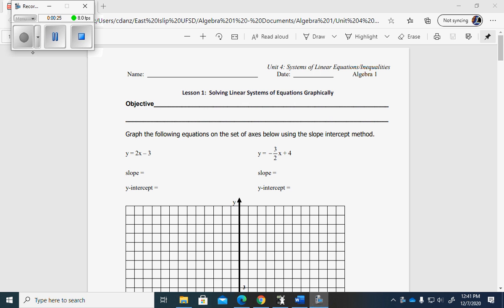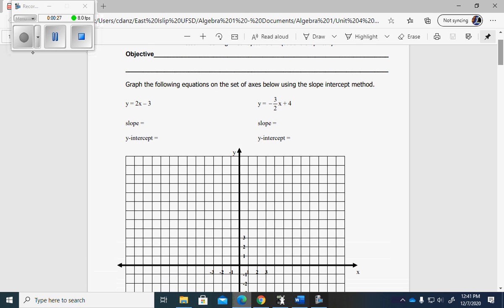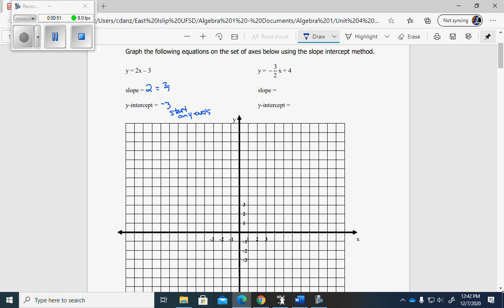By this time, you really should know how to graph using the slope and y-intercept. And if you do, you'll see that today's lesson is actually super simple. So the first equation, the slope is 2, which can be written as 2 over 1, and the y-intercept is negative 3. Remember, we start here on the y-axis. So I'll put a point at negative 3 on the y-axis. It's the point (0, -3). And if the slope is 2 over 1, we're going to go up 2 and to the right 1.